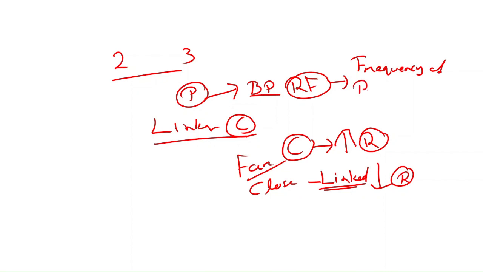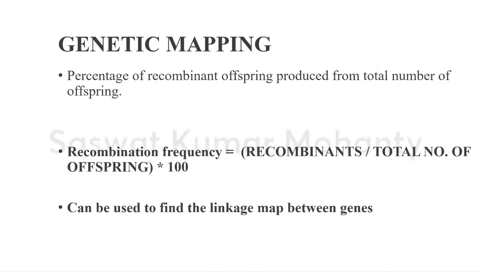Frequency of recombinants produced means we are just finding the percentage of recombinants produced between two genes. If more recombinants are produced, the two genes are far apart. If fewer, then the two genes are close together. That's why this is also called the recombinant frequency, which is the percentage of recombinant offspring produced from the total number of offspring.